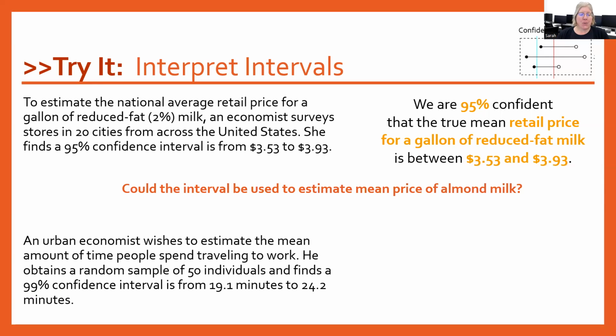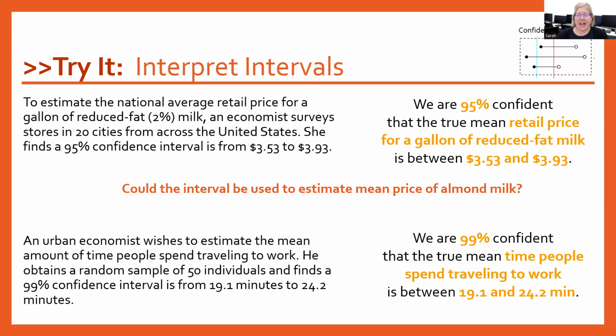An urban economist wishes to estimate the mean amount of time people spend traveling to work. He obtains a random sample of 50 individuals and finds the 99% confidence interval is from 19.1 minutes to 24.2 minutes. So in context, we'll get, we are 99% confident that the true mean time people spend traveling to work is between 19.1 and 24.2 minutes.